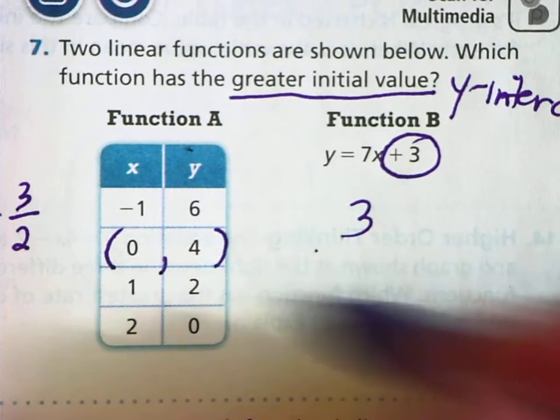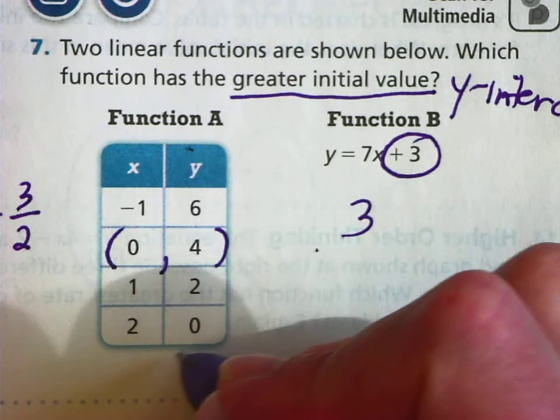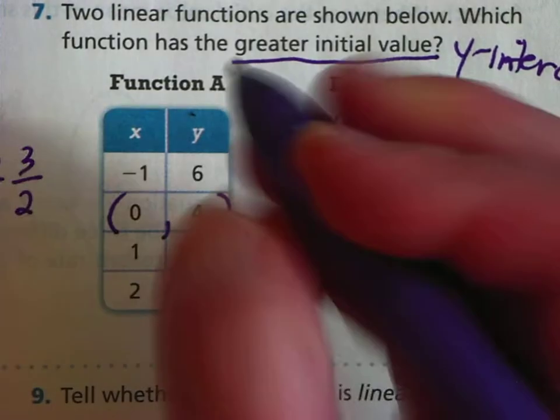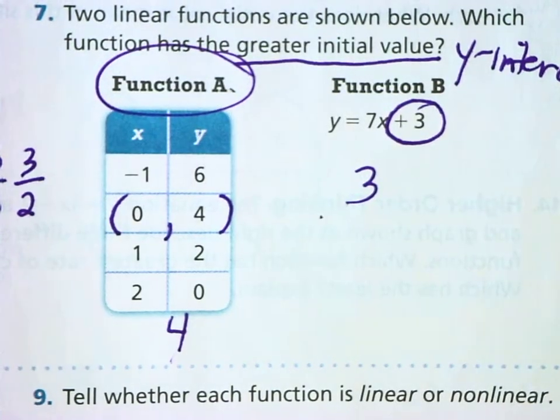That is the point that's going to cross your y-axis. So the y-intercept for function A is 4. So which one has the greater y-intercept? Function A, because it's 4 and function B is only 3. Okay, so let's take a look at number 8.